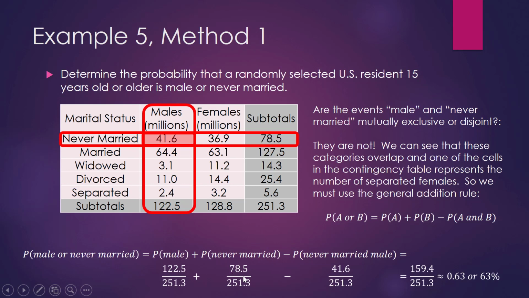The number of people who are never married, according to this table, is 78.5 million. And then the number of people who are both male and never married, which is this pink cell right here, is 41.6. Remember, we have to subtract off this third probability because we actually counted it twice. We counted it in both of these probabilities here. That gives us a fraction of 159.4 over 251.3, which is about 63%.